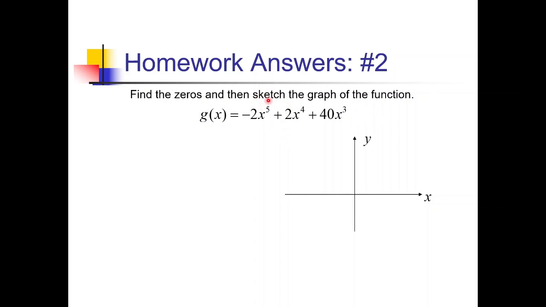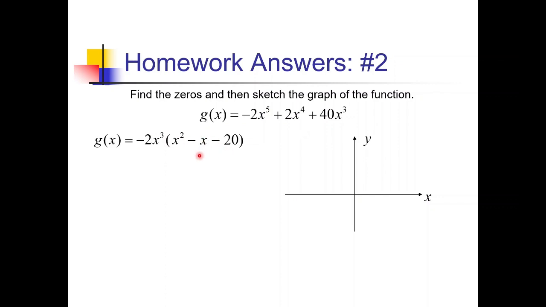Now these are all divisible by 2, and if I'm going 2, I might as well take out a negative 2. And also x to the third is the lowest exponent, so I can factor that out as well. So I'll start with a negative 2x cubed coming out of there. This first term now is going to become an x squared if I divide negative 2x to the fifth by negative 2x cubed. And then 2x to the fourth divided by negative 2x cubed is going to be a negative 1x to the first. And then finally 40x cubed divided by negative 2x cubed is going to be negative 20.